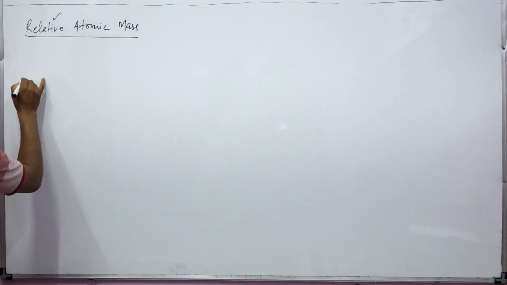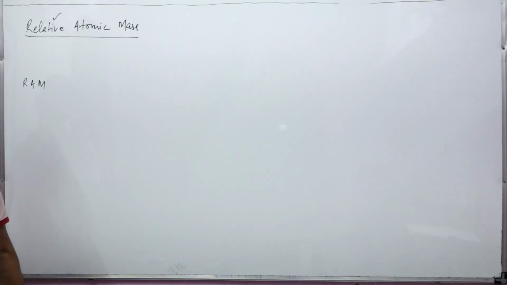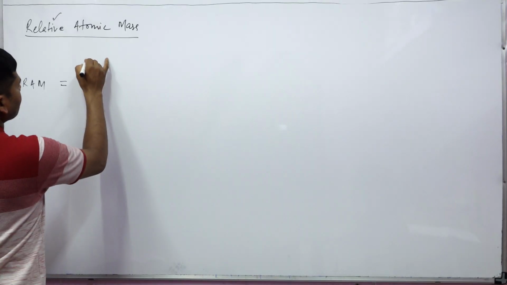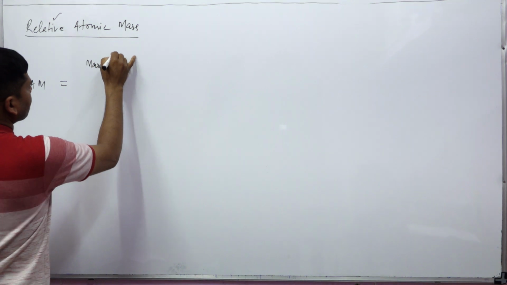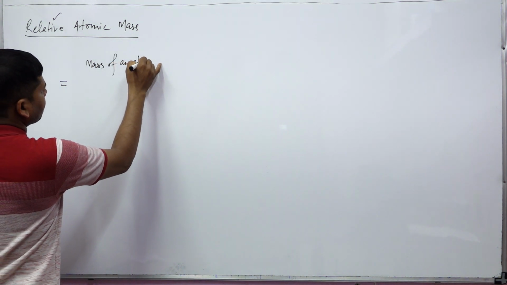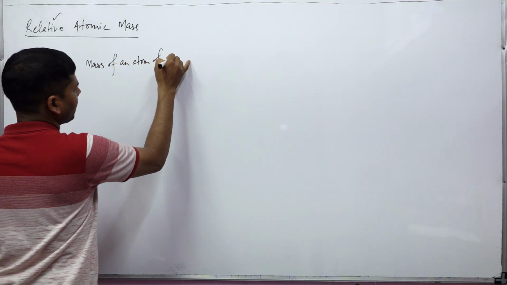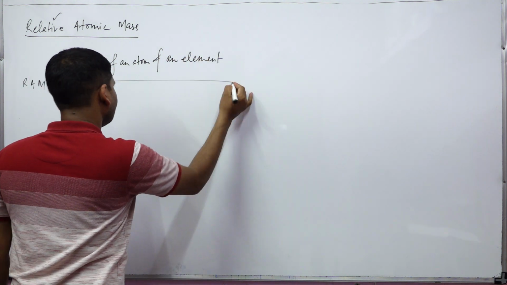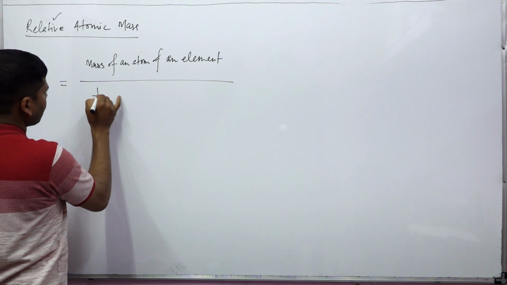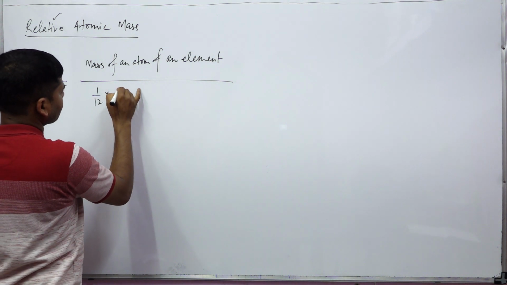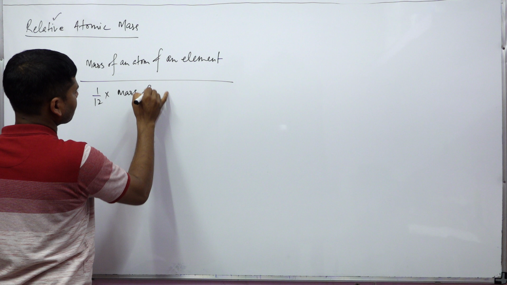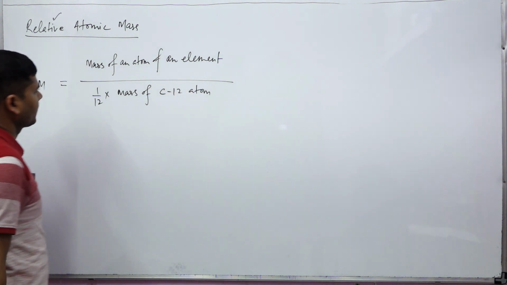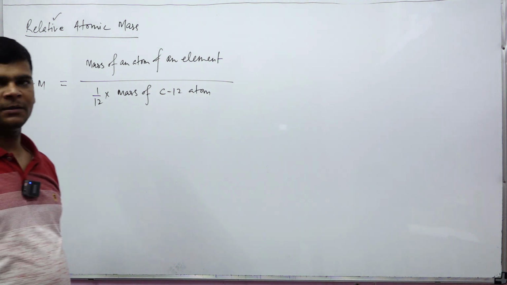So relative atomic mass is equal to the mass of an atom of an element divided by 1/12 times the mass of a C12 atom. So this is the formula we get.